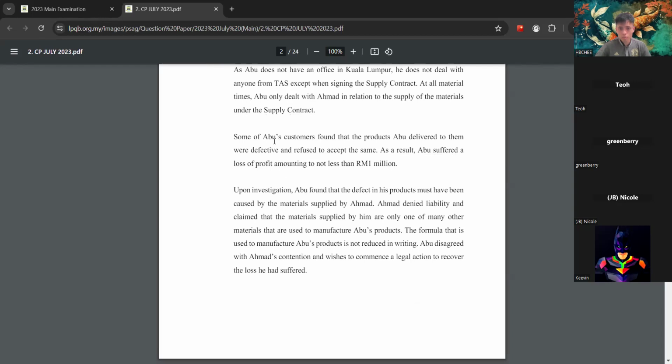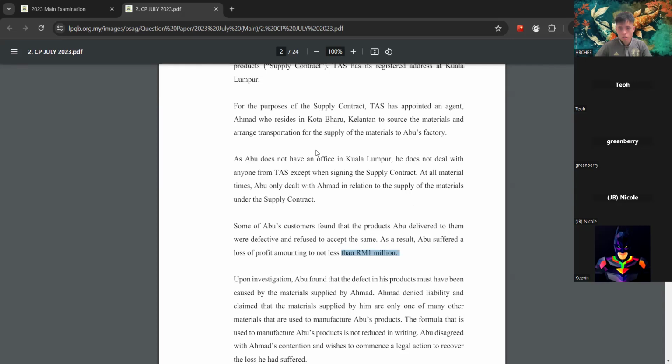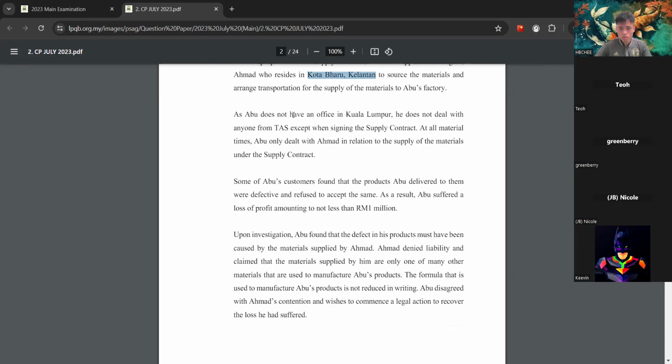Now some of the customers found out that the products from Abu were defective and refused to accept the same. As a result, Abu suffered a loss of profit amounting to this amount. You have to highlight this kind of keyword, like the information of the parties, and then where is the place and what is the subject matter.